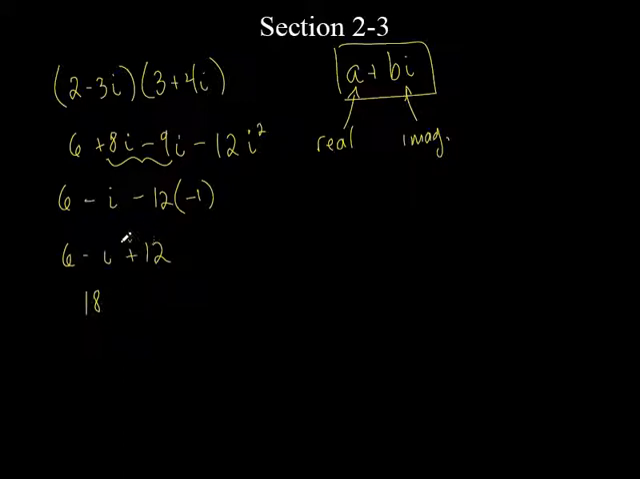And what else do I have? I don't have any other i's to add up, so what do I write? Just minus i. And that's how you want to write your answer. Okay, don't write it negative i plus 18. You understand? The real goes first, the imaginary goes second. So make sure you put it in that order.